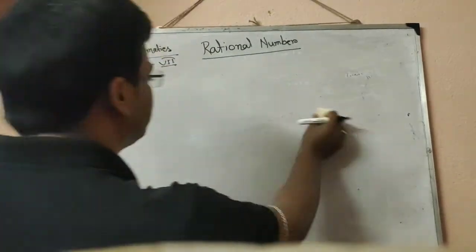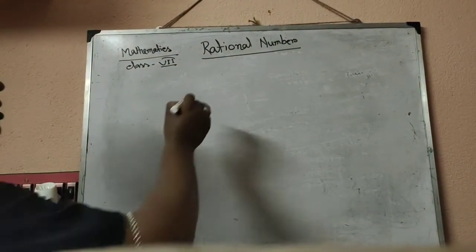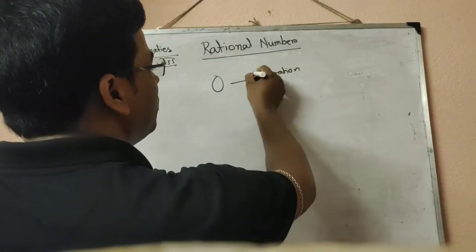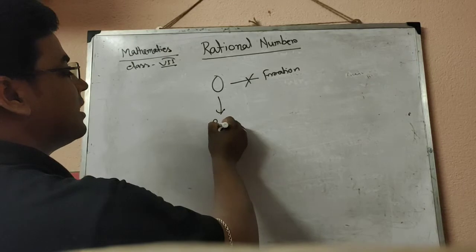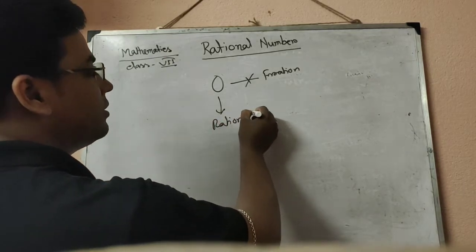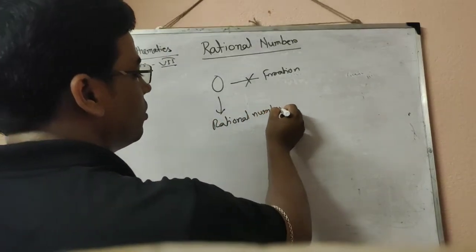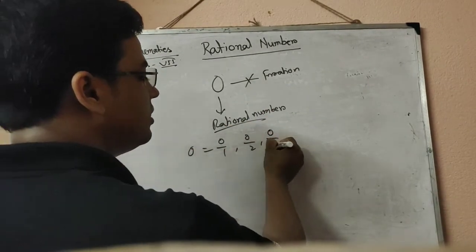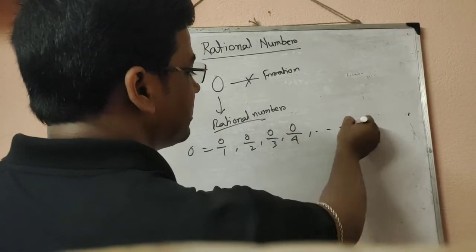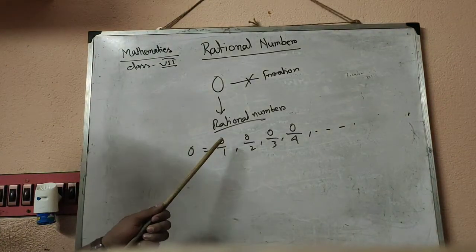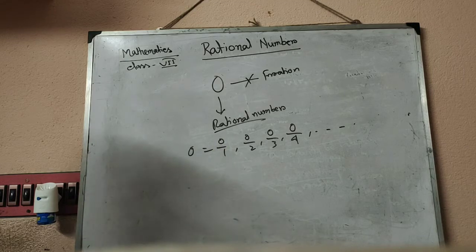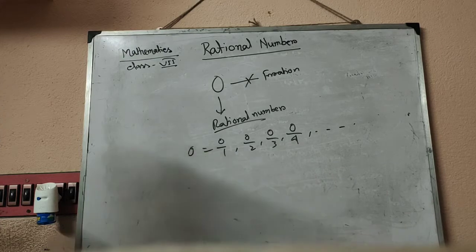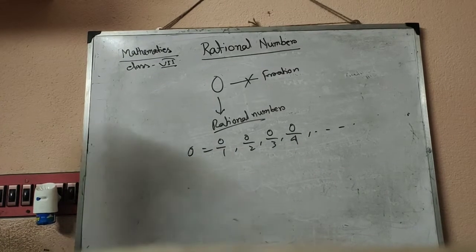A single zero. Suppose 0, it will not be a fraction because it is a whole number. 0 will be a rational number. Why? We can write 0 as 0 by 1, 0 by 2, 0 by 3, 0 by 4, etc. Now 0 by 1: 0 is an integer, 1 is an integer. So 0 is a rational number.